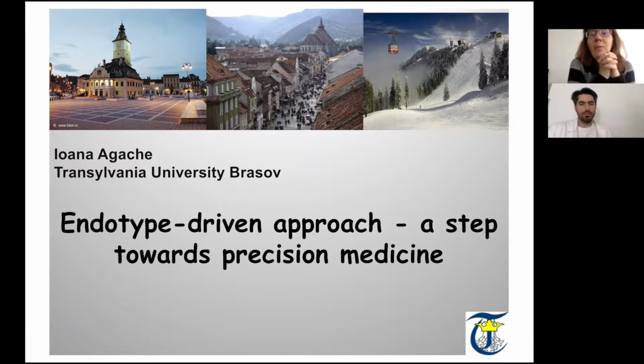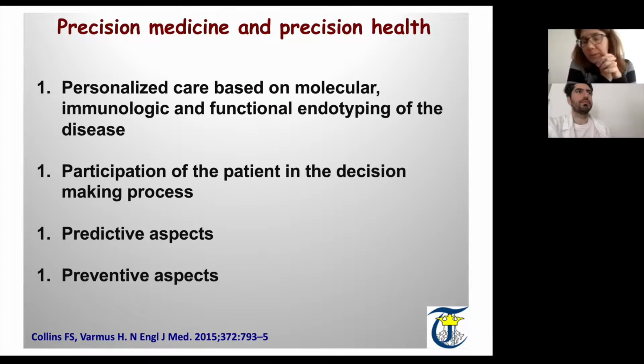Precision medicine, and why not precision health, because we want to go towards prevention more and not reach the status of the disease. So this is defined by four key features. One is personalized care, which is based on molecular, immunologic, and functional endotyping of the disease, and this will be my focus today. The other three are also very important because we need to look into the participation of the patient. The third piece, predictive, and the fourth piece, prevention. But I will focus mainly on the personalized care.